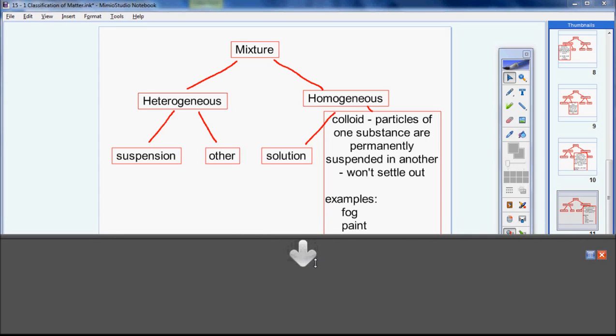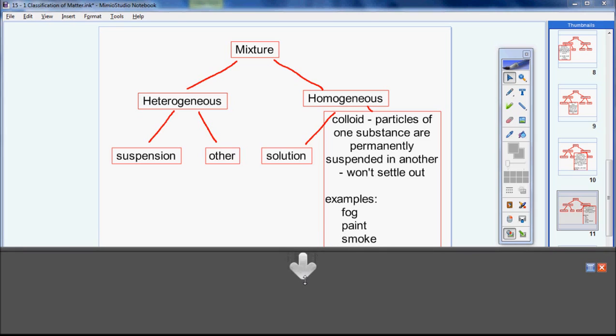Another one is paint. Paint in the can. Paint has little pieces of solid pigment that are suspended in a liquid. It's called a sol. If anybody's ever looking for a word that you can use in Jeopardy or whatever, it's called a sol. The solid is suspended in the liquid. So you paint it, and what happens is the water, the liquid, evaporates, and you're left with the solid pigment on the walls. Smoke. Smoke has solid pieces that are suspended in gas.